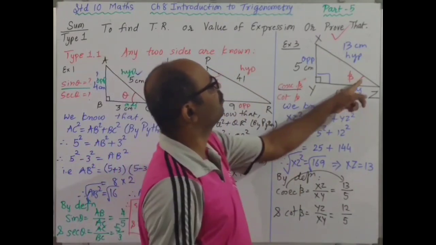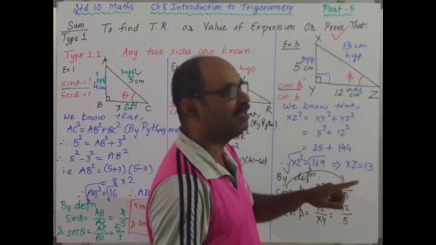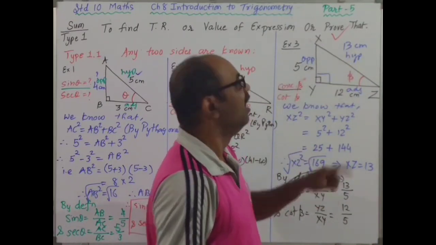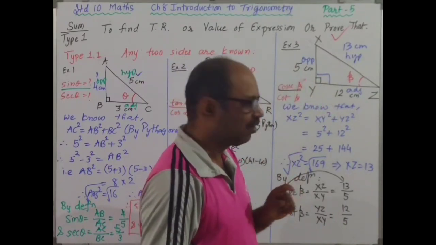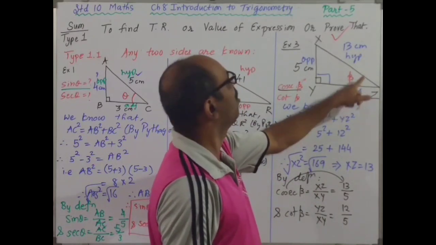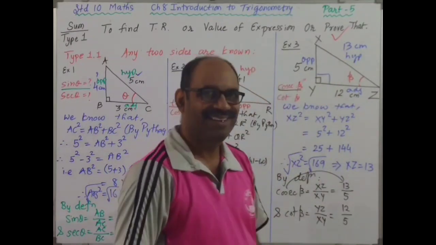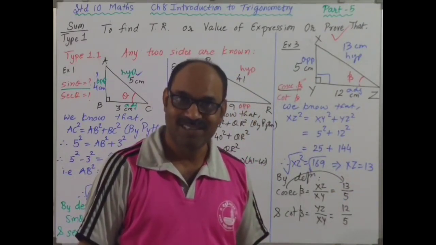आपको cos ढूंढना है. Cos beta is adjacent upon hypotenuse, so 12 upon 13. Sin beta, opposite upon hypotenuse, so 5 upon 13. Tan beta, opposite upon adjacent, so 5 upon 12. कौन सा बाकी रह गया? Sec beta, so hypotenuse upon adjacent, so 13 upon 12. So you can get the remaining 4 also. I hope you have understood.